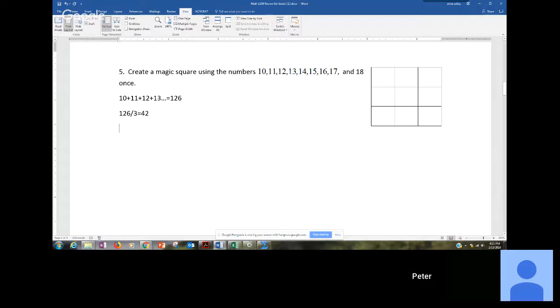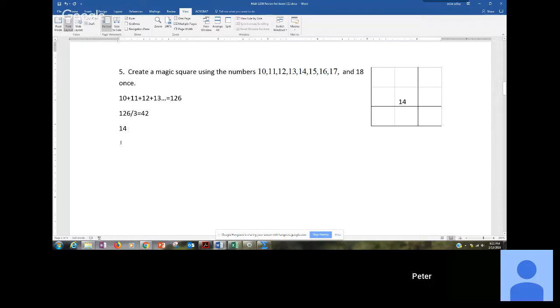Let's see, 1, 2, 3, 4, 5. 1, 2, 3, 4. All right, so this 14 is in the middle. That means 14 is going to have the most pairs. So I can already put 14 in the center. And then it's just going through and recognizing, well, 13 plus 14 plus 15 gives us 42. So that's a pair.